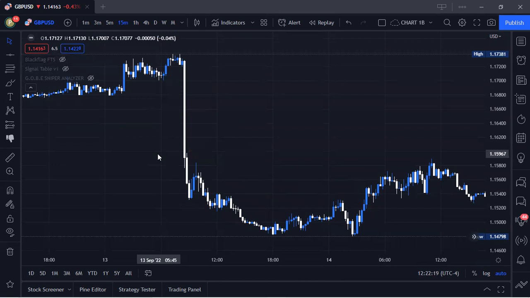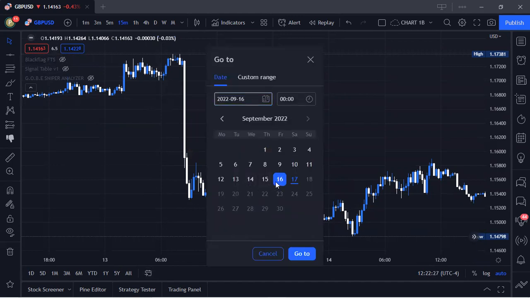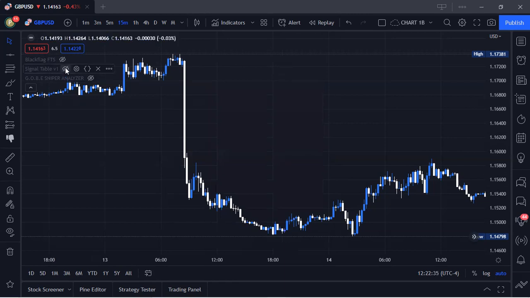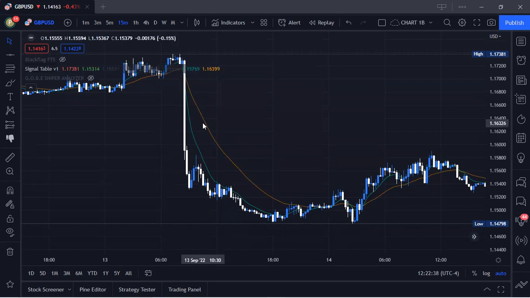Okay, so this was on September the 16th. So let's go there. Signal table? That is just the lines. Can you hear me now? Yeah, this is just the EMAs or moving averages. Oh, well, that's perfect because then I can use one less indicator on my thing. Yep, okay, thank you.